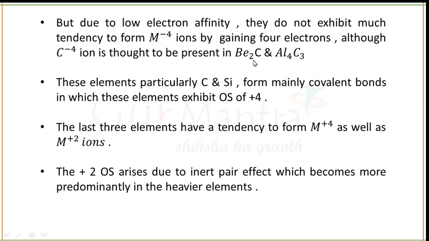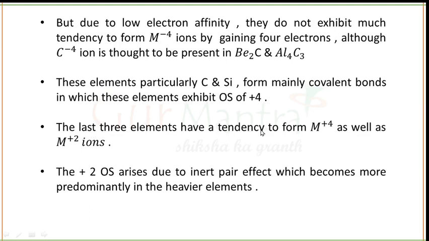The elements carbon and silicon form mainly covalent bonds in which these elements exhibit the oxidation state of +4. Here you have to memorize this: every group has a group oxidation state. For example, in case of group 13, the group oxidation state is 3. In case of group 14, the group oxidation state is 4. In case of group number 15, the group oxidation state is 5, etc.